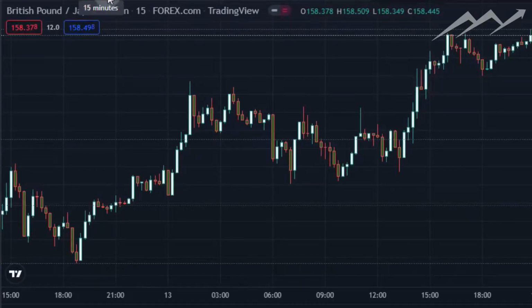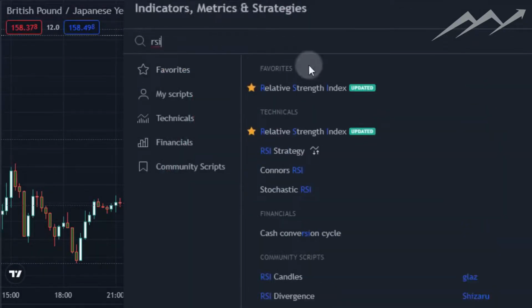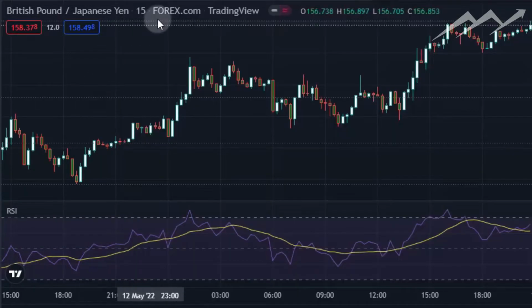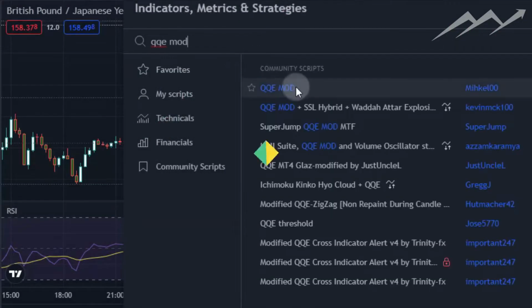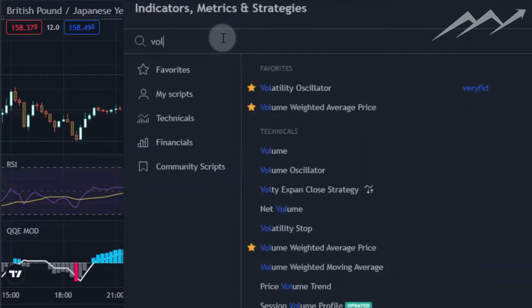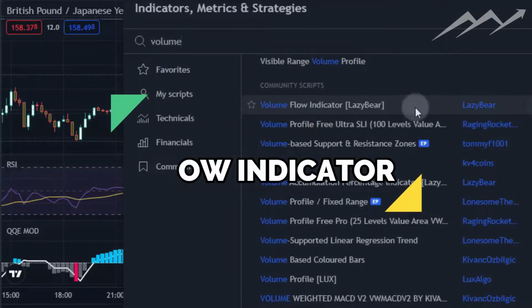Okay, for this strategy we're gonna use GBP/JPY 15 minutes chart. And now let's go ahead and add our indicators. So, for the first indicator, we will search for RSI Relative Strength Index. For the second indicator, we will use QQE MOD. And now we need to select this community script, and type in volume, and we will pick this volume flow indicator by Lazy Bear.